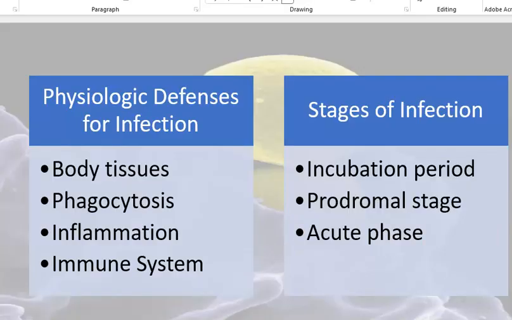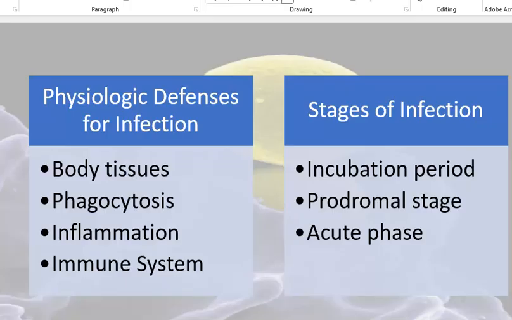Physiological defenses for infection, you have body tissues, phagocytosis, which is where the neutrophils engulf, ingest, kill, and dispose of antigens. Inflammation, which is a non-specific defense, and then of course your immune system. This is antibody-mediated immunity response and cell-mediated response, which would be through your T lymphocytes.